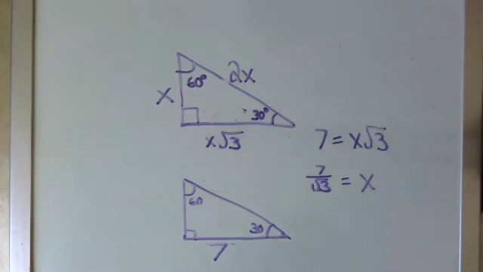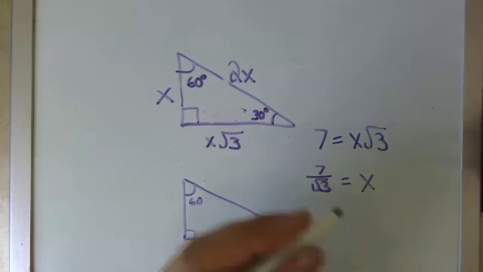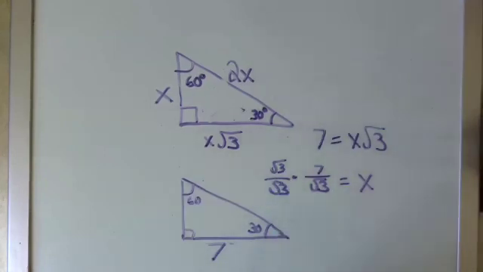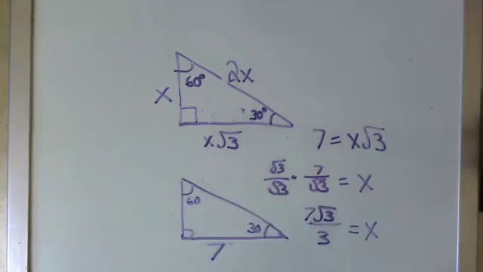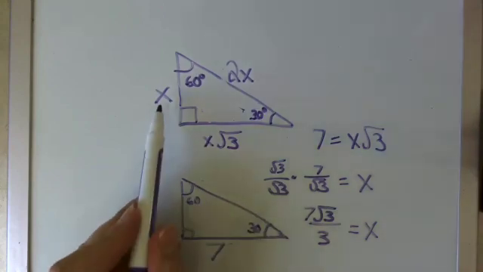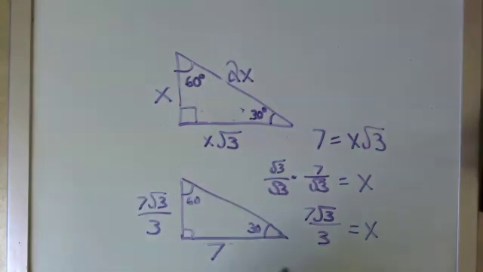And we know we can't have a root on the bottom. If you don't know that, then go ahead and click this link and take a look at my video on rationalizing your denominator. But otherwise, we do what? Yep, that's right. We multiply top and bottom by root 3. That takes the root 3 in the bottom and makes it just 3. And then 7 times root 3 is 7 root 3. So now we have our x. Well, that's this side right here. And we know that this side is 2 times x. So that makes it pretty?